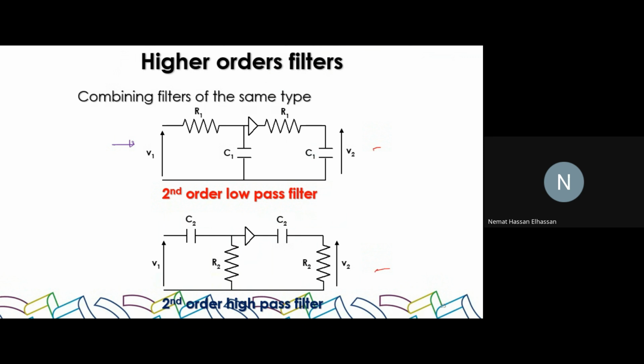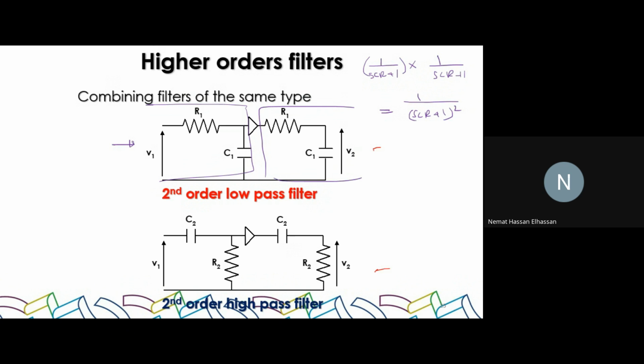Why is it second order? Let's look at the transfer function. This one has the transfer function of 1 over SCR plus 1, multiplied by the transfer function of the second, which is 1 over SCR plus 1, right? The transfer function of the first stage multiplied by the transfer function of the second stage, which means that your total transfer function is 1 over SCR plus 1 squared. So just by connecting them in series, you have increased the order of your filter. You can have a third order by adding a third stage, fourth, fifth. The more you add, the higher the order, the closer to the ideal.